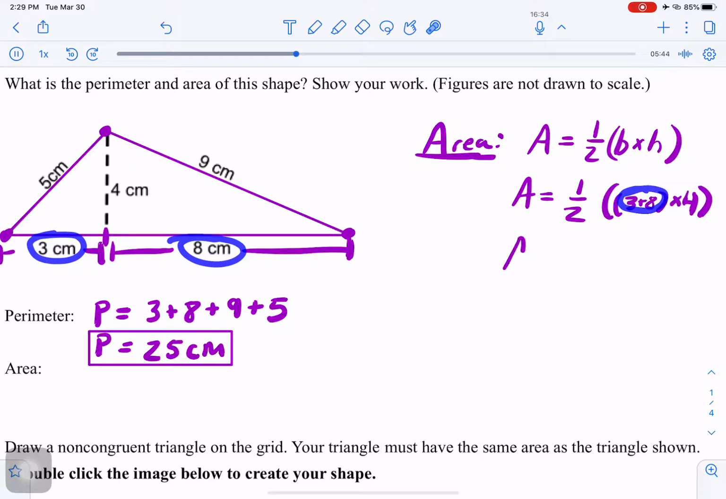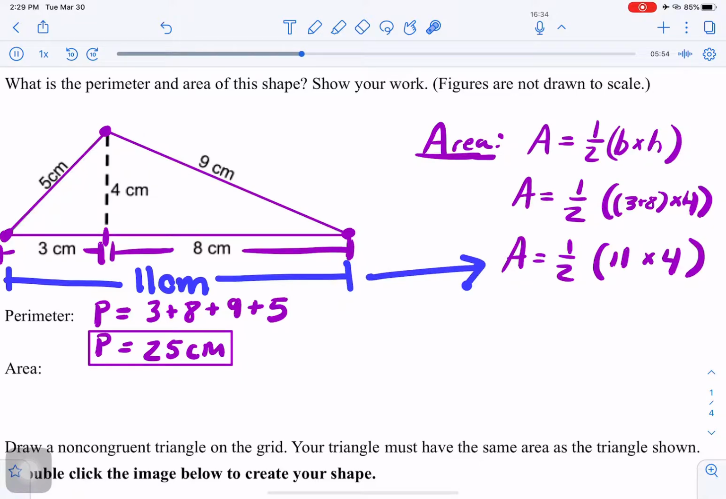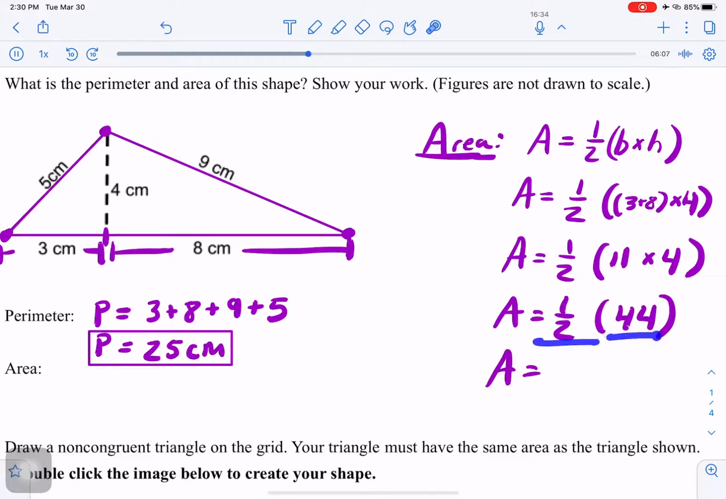Or you can just go straight into the formula and say 3 plus 8 is 11 and do a little bit of mental math there and say 11 times 4 is the base times height. Okay? Which lets us now solve for 11 times 4, which we get an answer of 44. And the final step would be to multiply that by the half. So we get an answer of 22 centimeters squared.